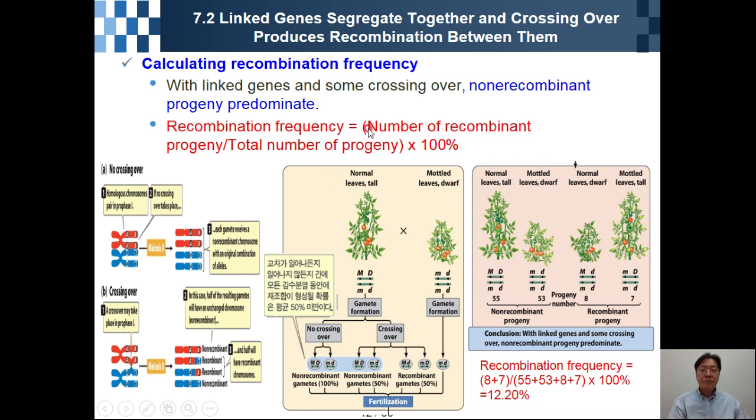So the recombination frequency means the number of recombinant progeny, which is 8 plus 7, per the total number of progeny. The total number is 55 and 53, and 8 plus 7 multiplied by 100% means that, based on this number, the recombination frequency is 12.20%. So this is how we calculate the recombination frequency.